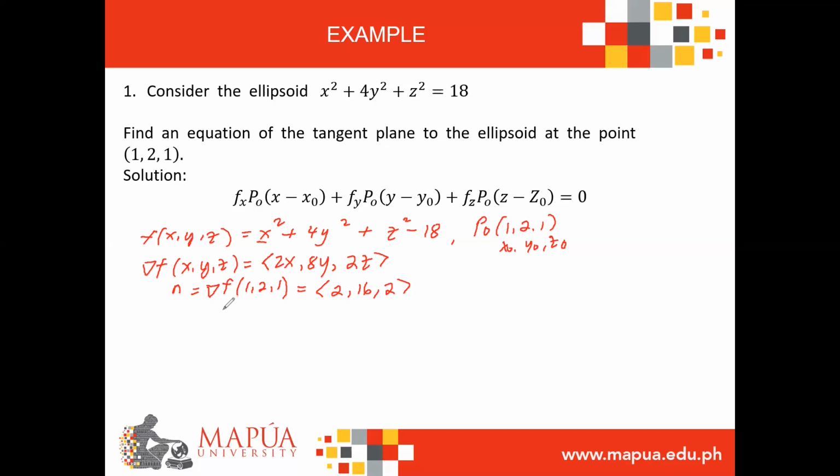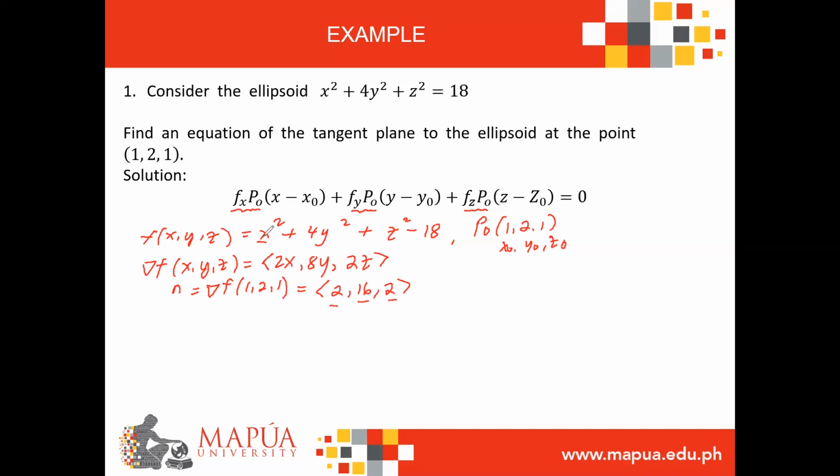So with that, we now have to find the equation of the tangent plane to the ellipsoid. With this formula that we have here, f sub x at p sub 0, f sub y at p sub 0, and f sub z at p sub 0 are the values that we get from the normal vector or gradient f. So we have here 2, 16, and 2.